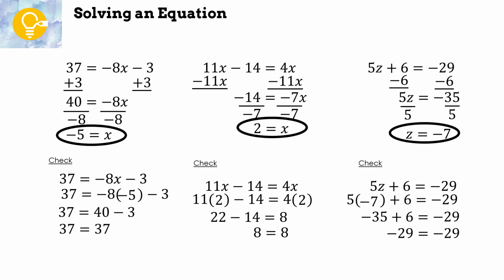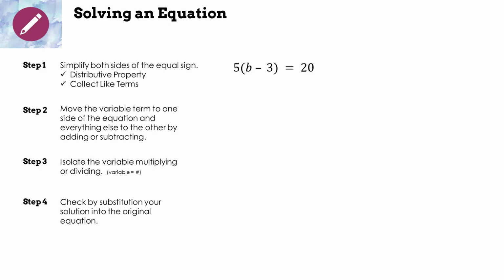For the last couple examples, we haven't talked about the distributive property. Let's look at the distributive property. So step 1, remember, is simplify both sides of the equal sign, either using the distributive property or collecting like terms or both. So I have 5 times b minus 3 equals 20.